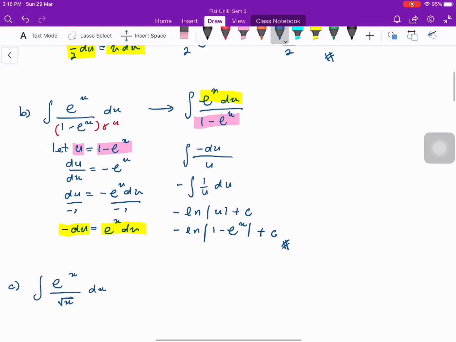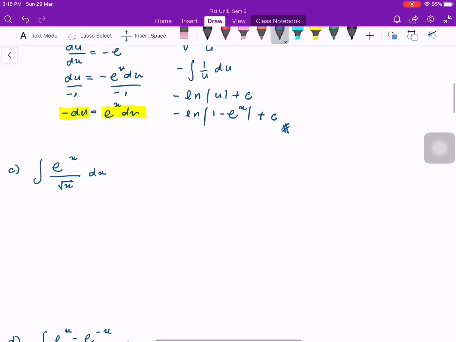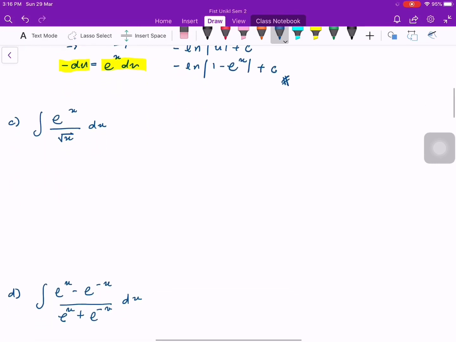And let's look at example C. We still have a ratio function, e to the power of root x over root x. We notice that on our numerator we have an exponent function, and on the denominator we have a polynomial function. Since we have an exponent and also a polynomial, as usual we are going to select the power of the exponent as the u substitution.